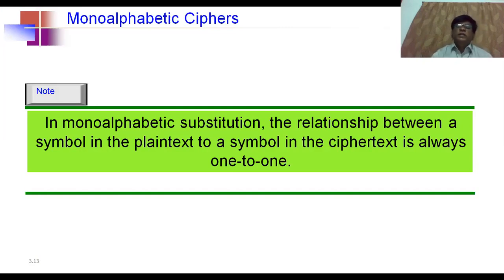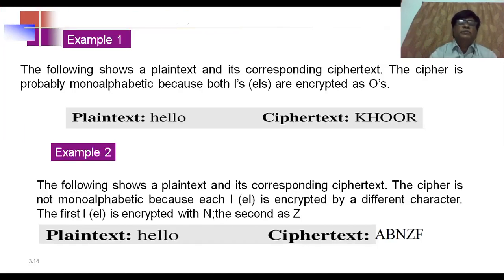That I can decide. So here, suppose the same character is repeated in the plain text. For example, character A is repeated in the plain text at another position. There also it is replaced with the character X. That's why this is called a one-to-one relation. The symbol in the plain text to the symbol in the cipher text is always one-to-one.